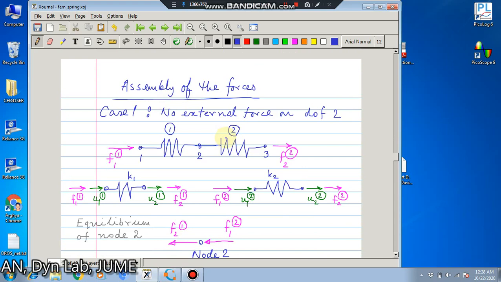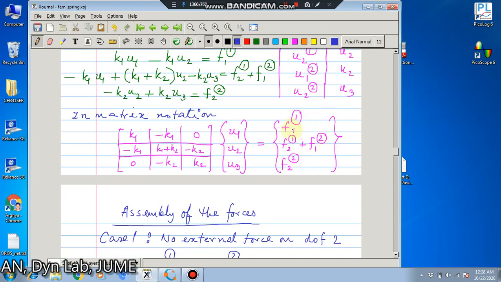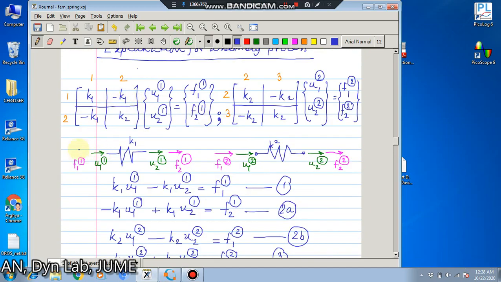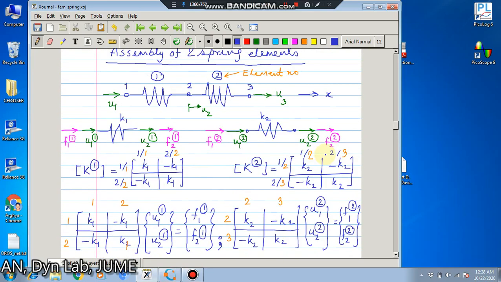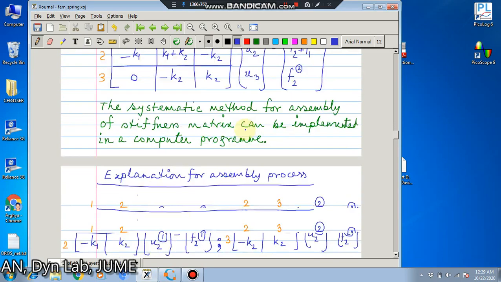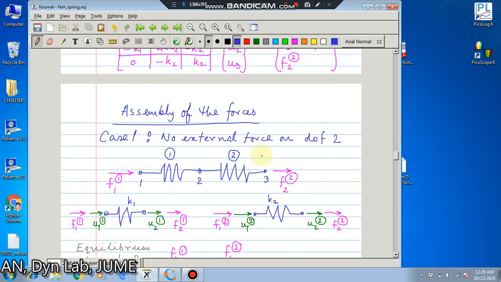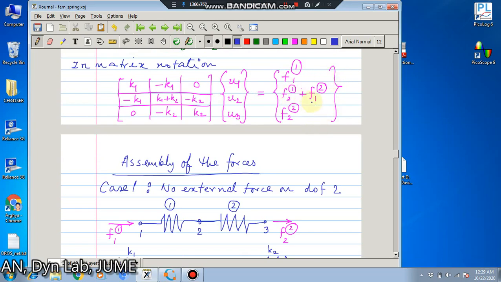Now what about the right hand side? So what is F1 of 1? F1 of 1 is actually this one. This one means the reaction coming on the system from its supports. Similarly, F2 of 2 is also a reaction. So F1 of 1 and F2 of 2 are nothing but the reactions coming on the system. And what about the terms F2 of 1 and F1 of 2?